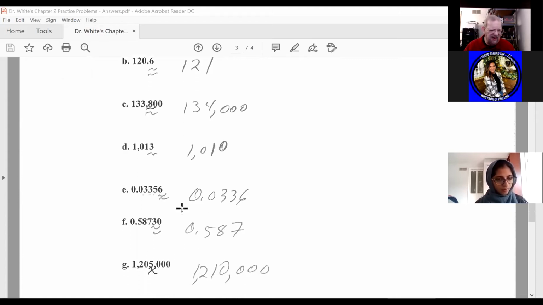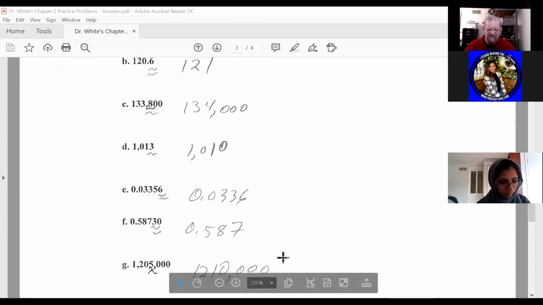And if we look at a number less than 1, F, round this off to 3 significant figures, keep the 5, keep the 8, keep the 7, that's my 3. I use the number 4 to round off because that's the fourth significant figure. It's 4 or less, I'm going to drop that, and I get 0.587. Your turn.